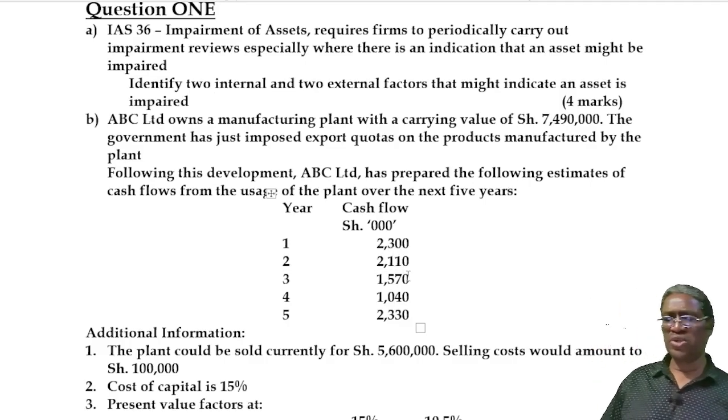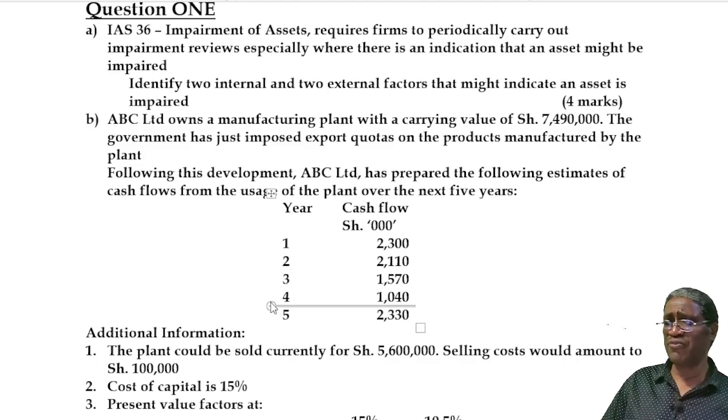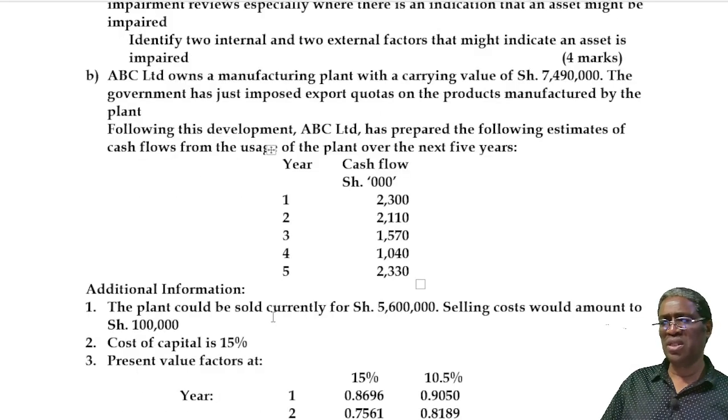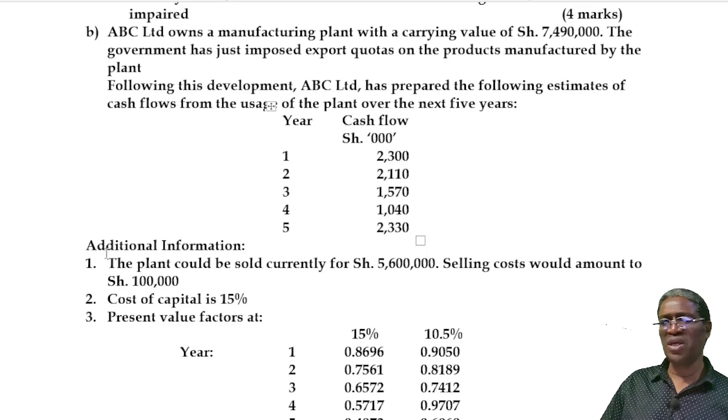In year 2, we project 2.11. In year 3, we project a cash flow of 1570. Year 4, we project a cash flow of 1040. Year 5, we project a cash flow of 2330. Then the question goes on to say, additional information.